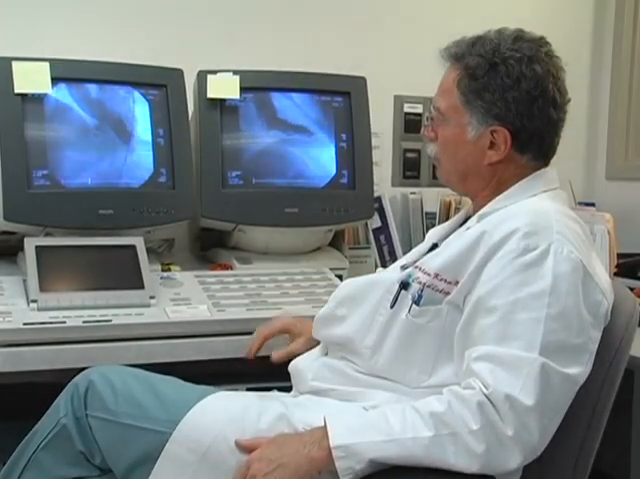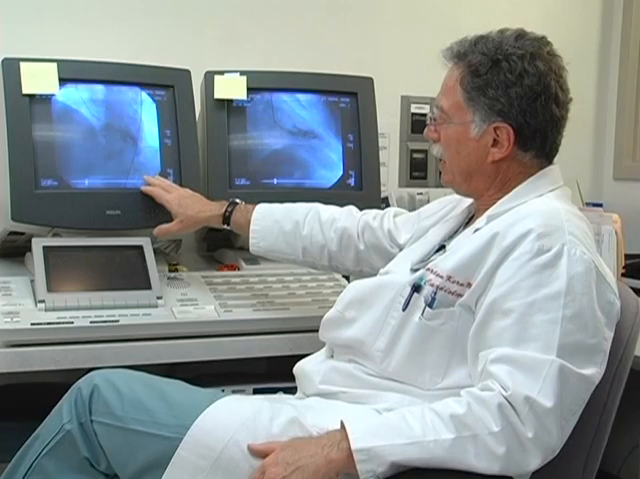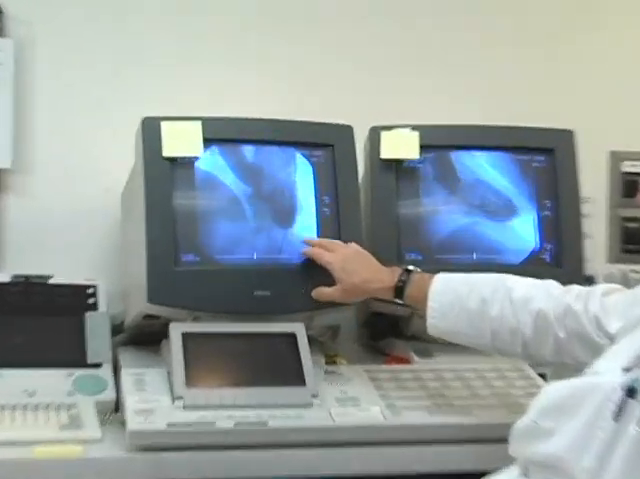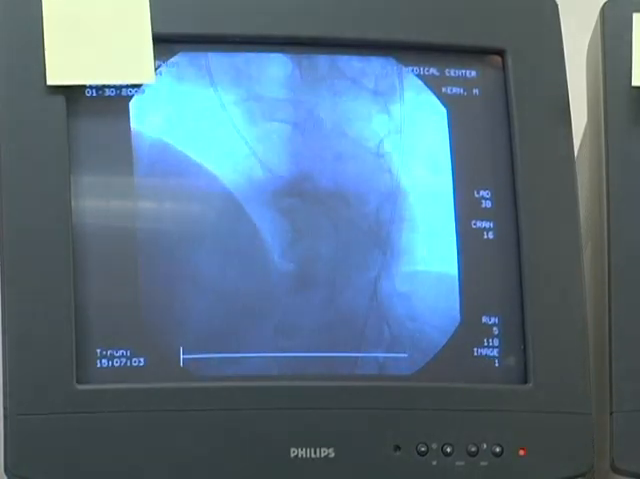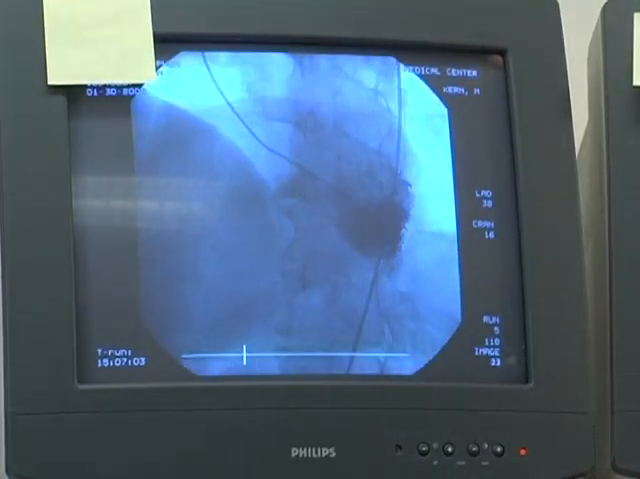Let's look again at the motion as in the left anterior oblique with cranial angulation. And it's the best view for looking at the lateral wall, which is not visible on the right anterior oblique images.